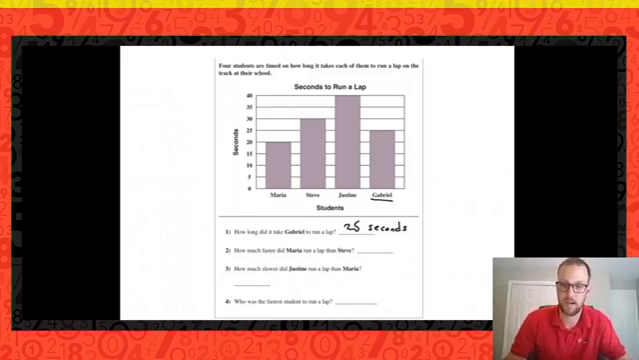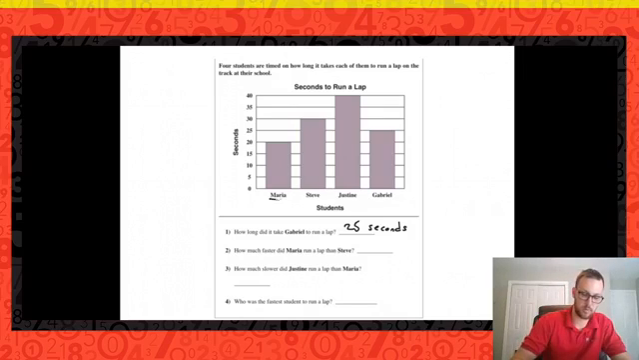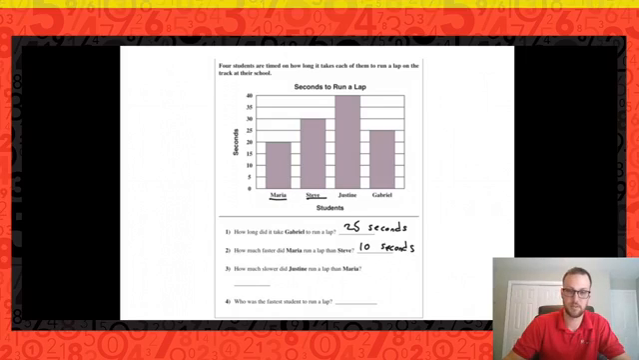All right. Yeah, good job. 25 seconds. So how much faster did Maria run a lap compared to Steve? So we're looking at Maria compared to Steve. Maria ran her lap in 20 seconds, and Steve ran his lap in 30 seconds. So how much faster was Maria than Steve? Yeah, 10 seconds. Very good. You guys are on top of it. Nice job.